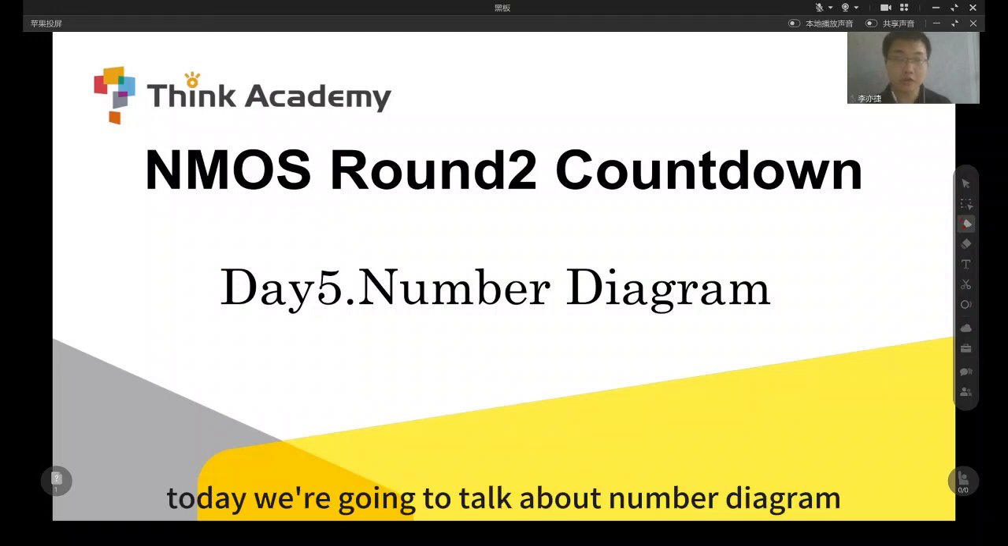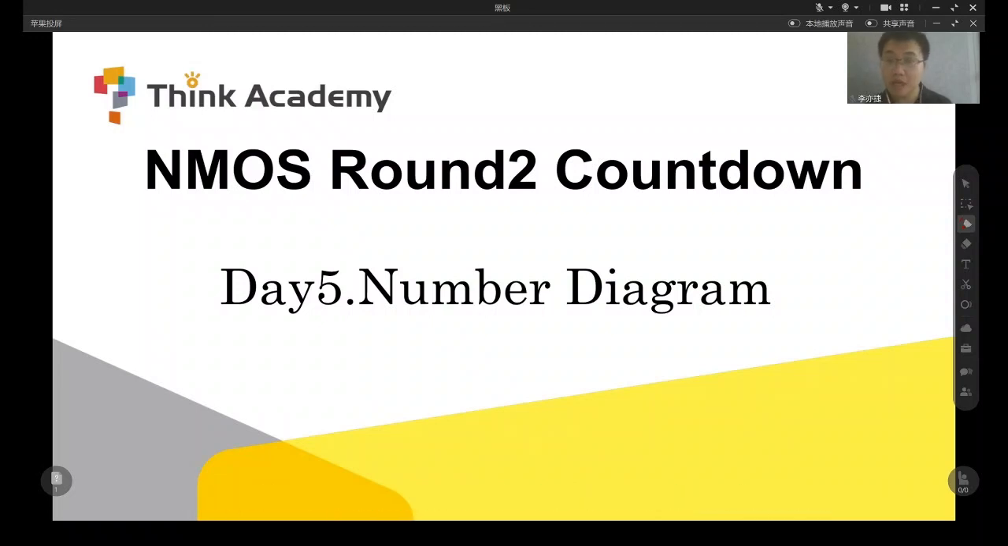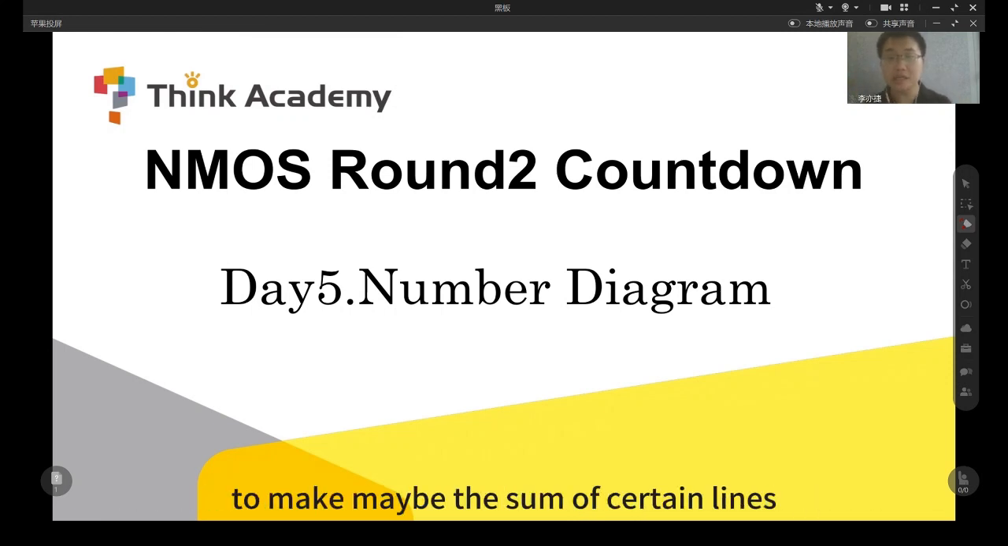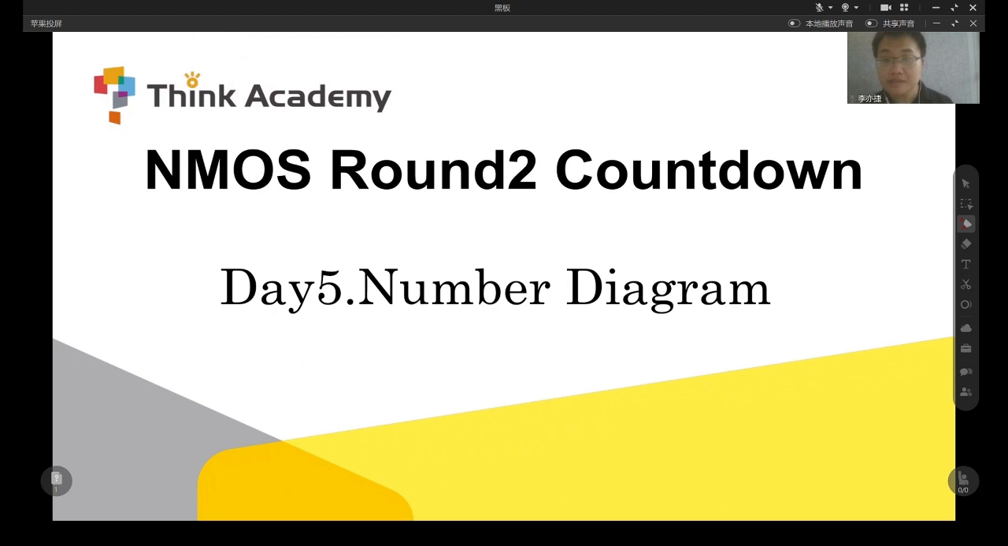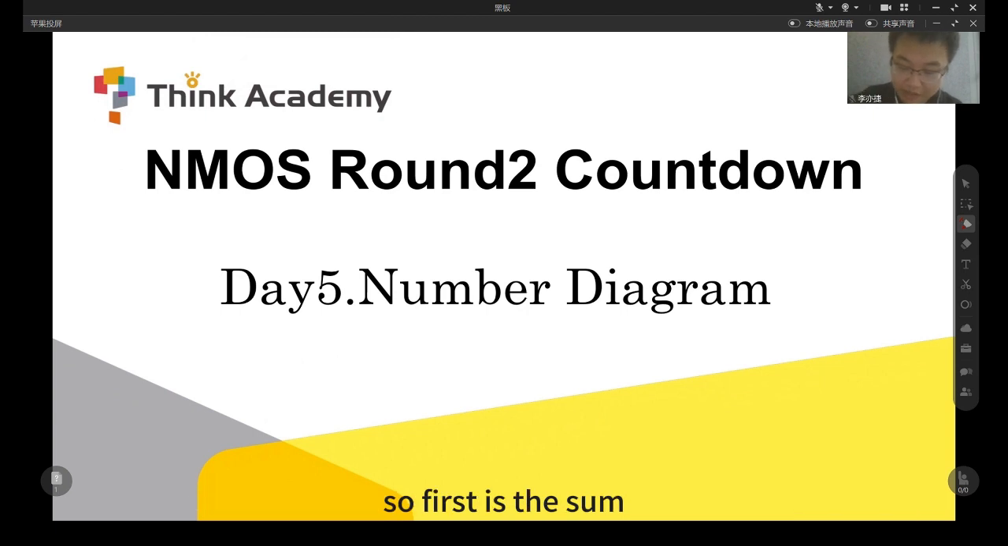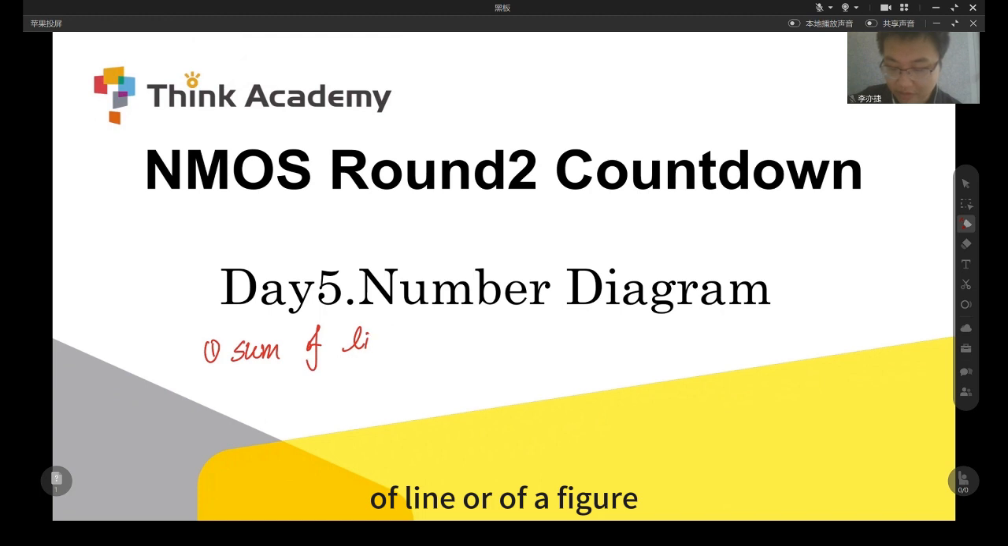Today we are going to talk about number diagram. So the number diagram is sometimes we put some numbers in certain diagrams to make the sum of certain lines or in certain figures to be equal. So in number diagram questions, we should concentrate on two different sums. First is the sum of a line or of a figure which is equal, right?